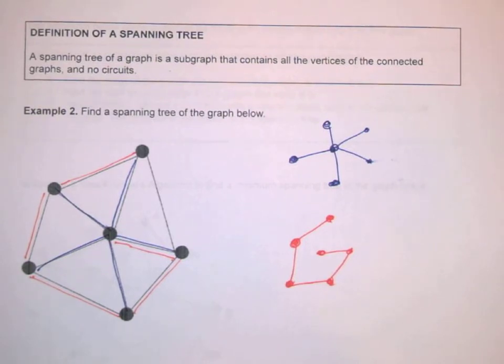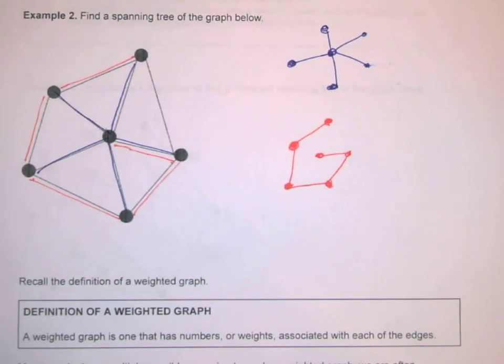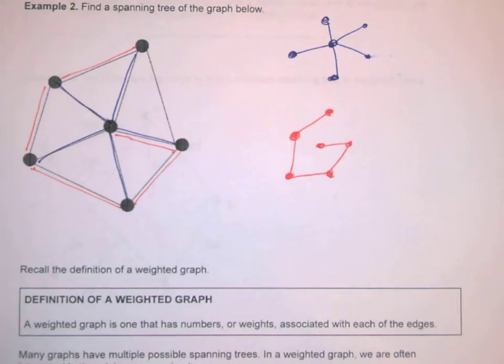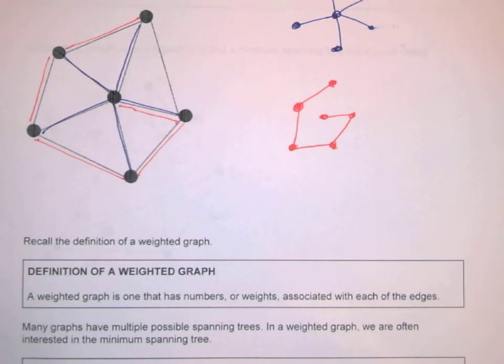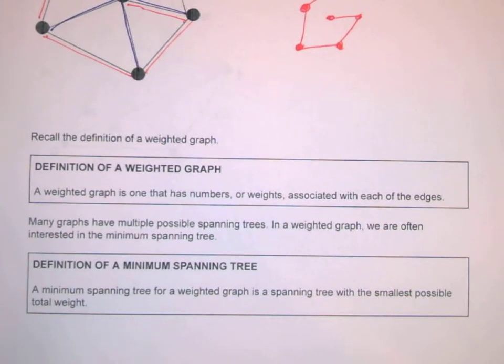Sometimes if we have a weighted graph, we're looking for a minimum spanning tree. So remember, a weighted graph is one that has numbers or weights associated with each of the edges. And so when we have different weights, there may be a spanning tree that is better for our purposes. Typically, if we're talking about cost associated with edges, if we're trying to travel along edges, we want to minimize the cost. So a minimum spanning tree for a weighted graph is a spanning tree with the smallest possible total weight.